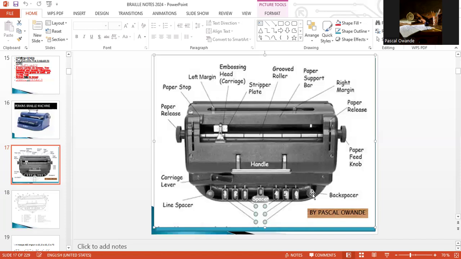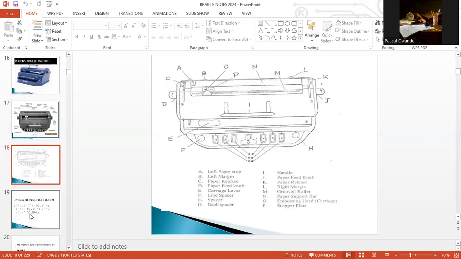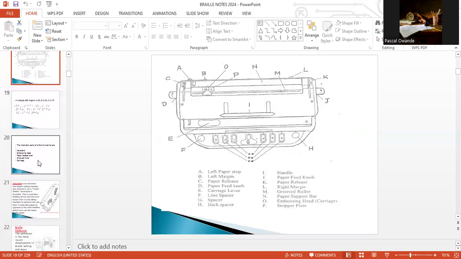Then on the far right hand side, we have what is called the backspacer. When you press the backspacer, it is able to return the embossing head backwards. And so I will also take a video on how these parts function, and I will show you subsequently, probably in the next lessons. So this is still a skeleton of the embosser, the Perkins Braille.